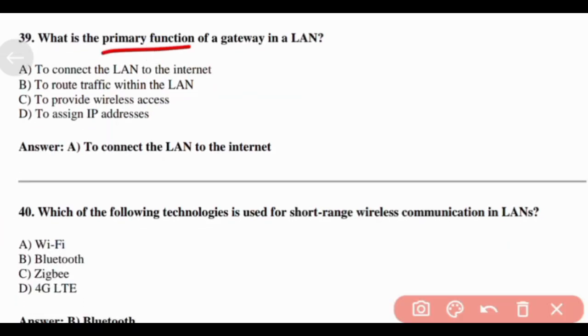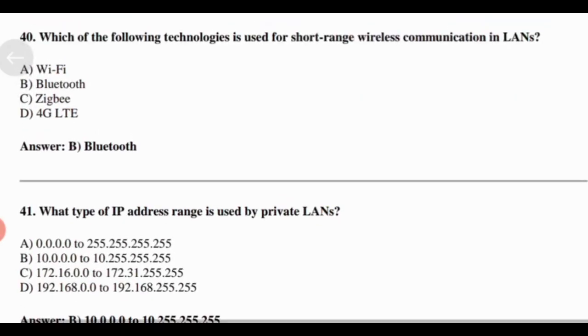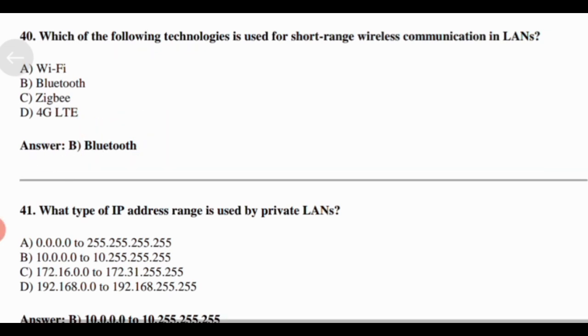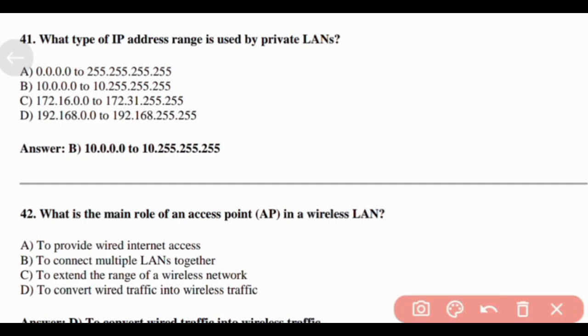What is the primary function of a gateway in a LAN? To connect the LAN to the internet. Which of the following technologies is used for short-range wireless communication in LANs? Bluetooth. What type of IP address range is used by private LANs? 10.0.0.0 to 10.255.255.255.